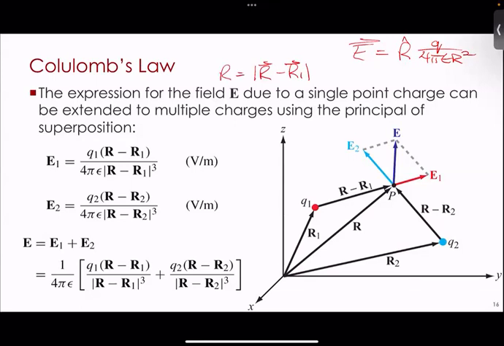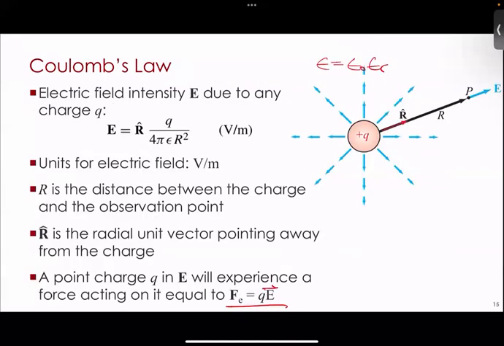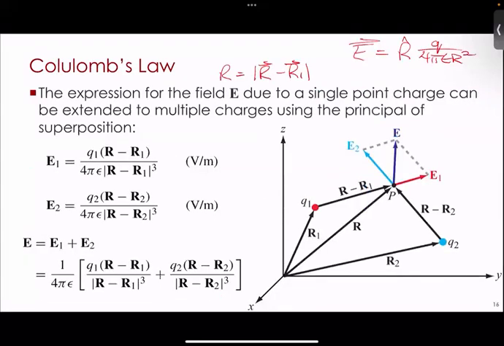Does that make sense? Does it seem a bit mysterious where that comes from? Think about it like back here, we wanted to figure out the electric field at point P. The distance between the point charge and P is R. All that we care about is the distance between the charge and the observation point. In this case, that distance is the magnitude of R minus R1. So that's where these absolute value signs in the bottom come from.